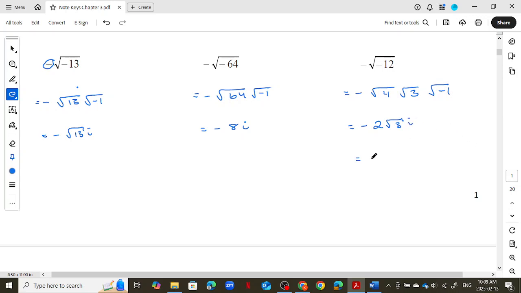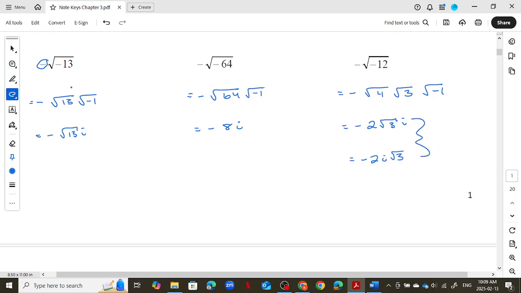Awesome. And again, if you wanted to write this differently, it could be negative 2i square root of 3, and it really doesn't matter where you put that i. Awesome. Go and practice those.